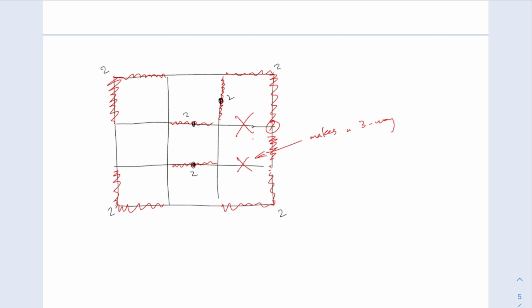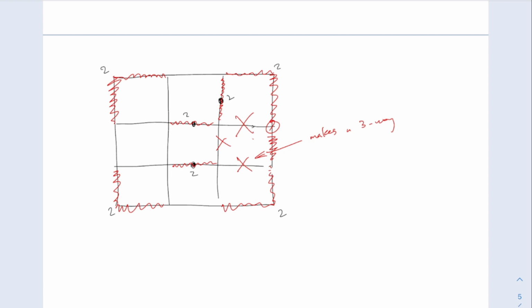Anybody see somewhere else which would make a three-way? Yeah? On the right side between the two vertices. Yeah, this one right here? This sort of middle one on the right. Yeah, this also would make a three-way intersection up here if I used it. And so I can X that out also.